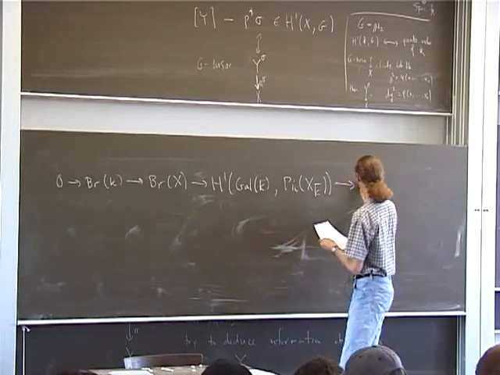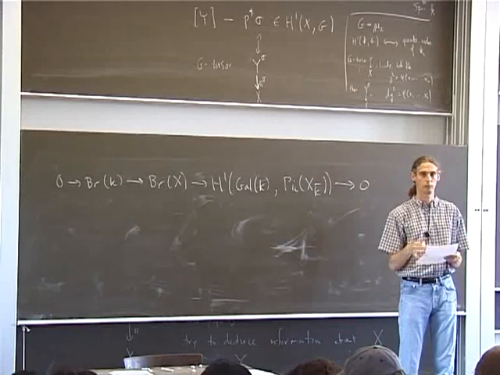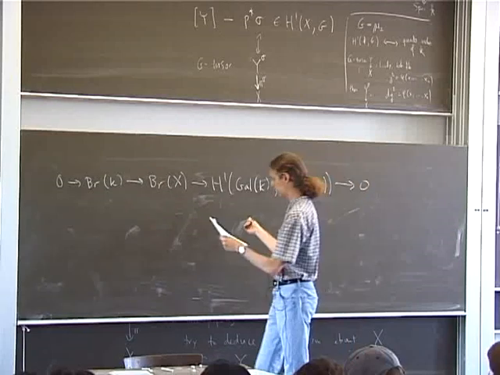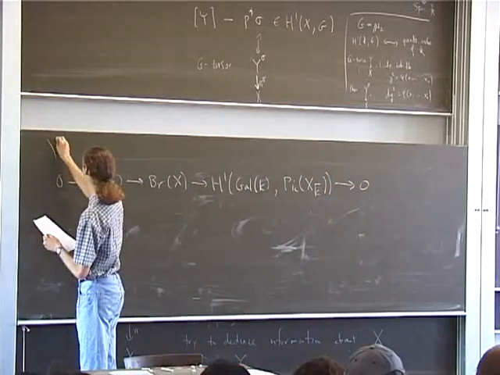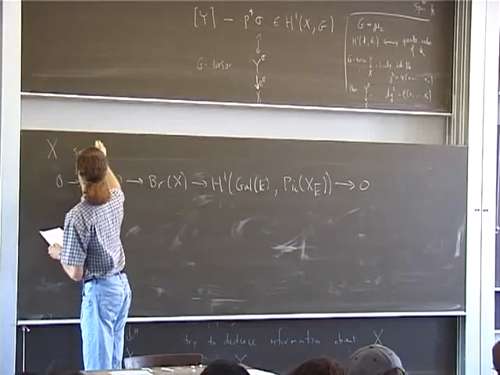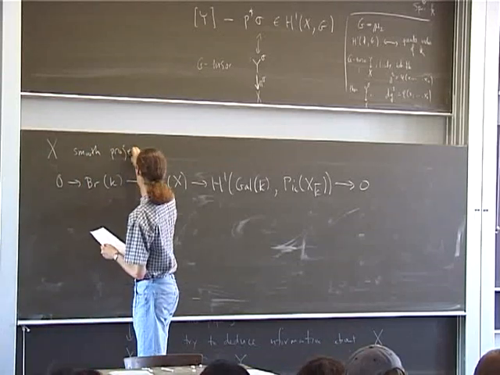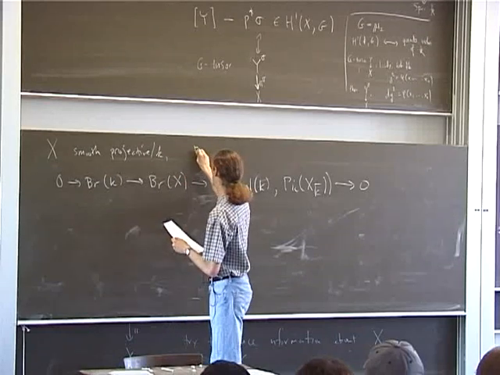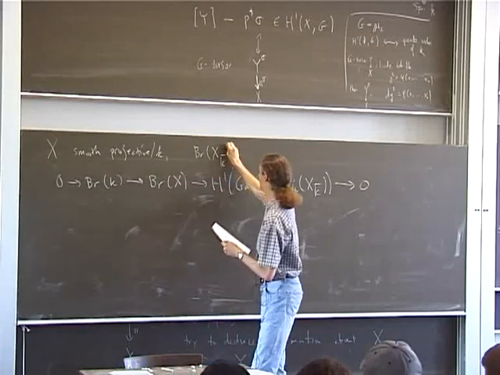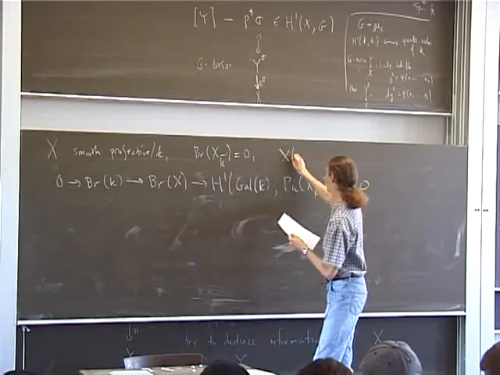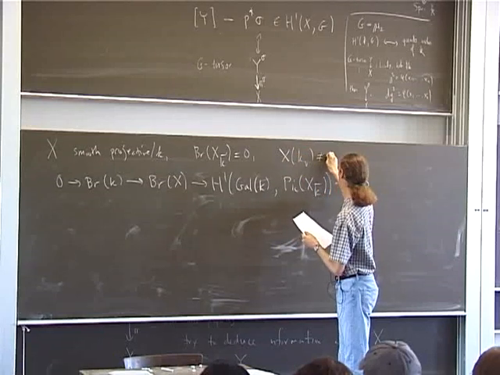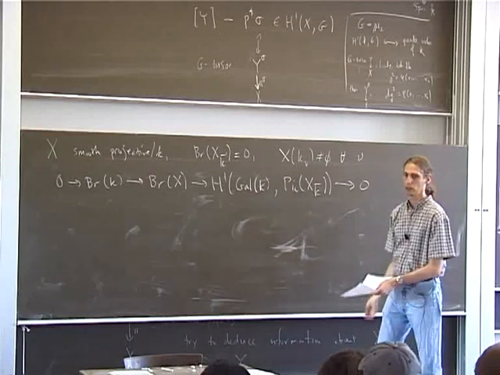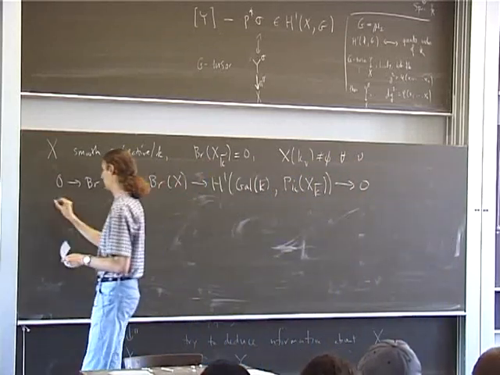So, this is maybe not very good, but I had a bunch of hypotheses. X was smooth, projective. And then I had Brauer of X over K bar equal to 0. And then we had this. So then there's something called the Brauer-Manin obstruction.